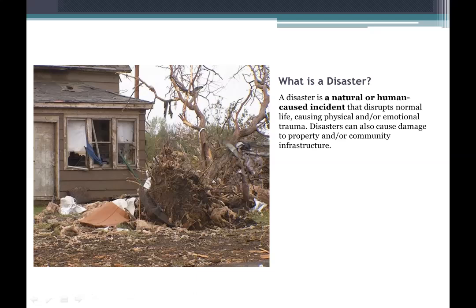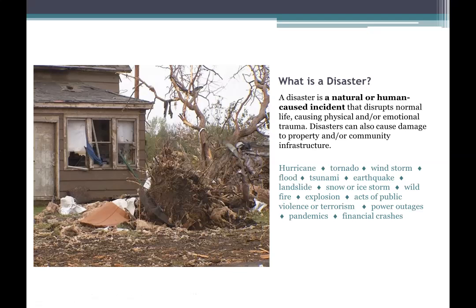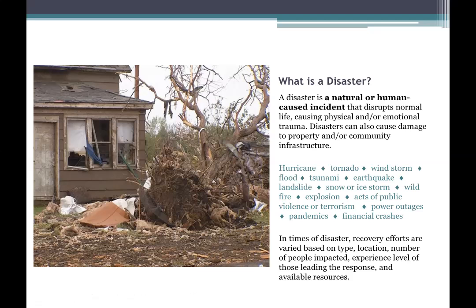Starting with what is a disaster, I think we all have a good idea, but the official definition is that a disaster is a natural or human-caused incident that disrupts normal life. Some different examples of disasters that could happen. In times of disaster, recovery efforts are varied based on type, location, and number of people impacted, experience level of those leading the response, and the available resources.